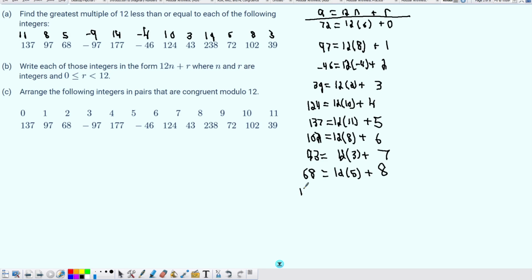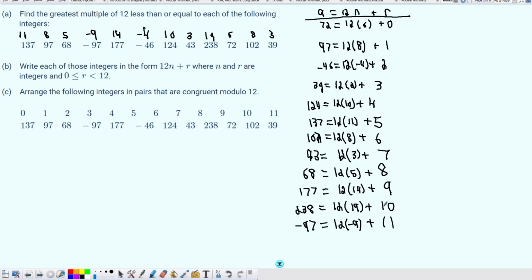Then we have 177, which is 12 times 14 plus 9. 238 is going to be the same as 12 times 19 plus 10. And then finally, negative 97 is the same as 12 times negative 9 plus 11.